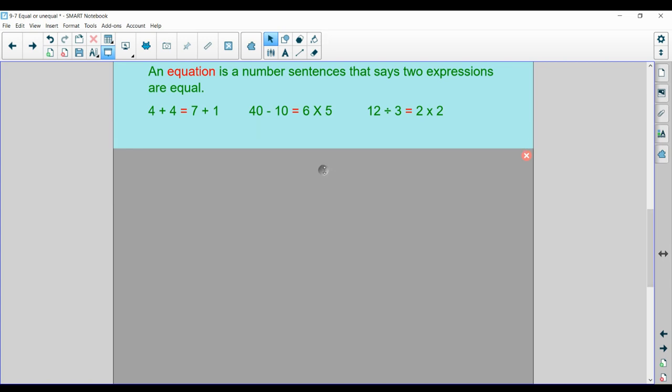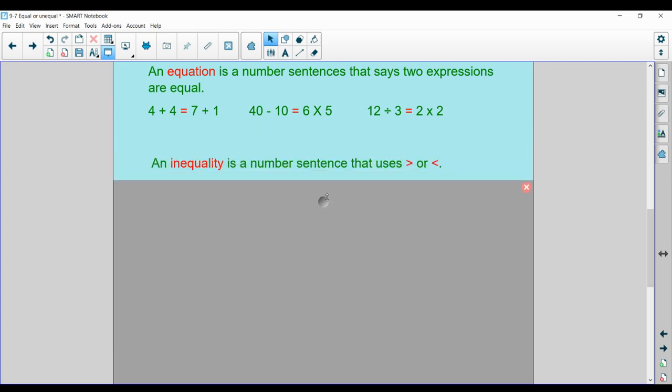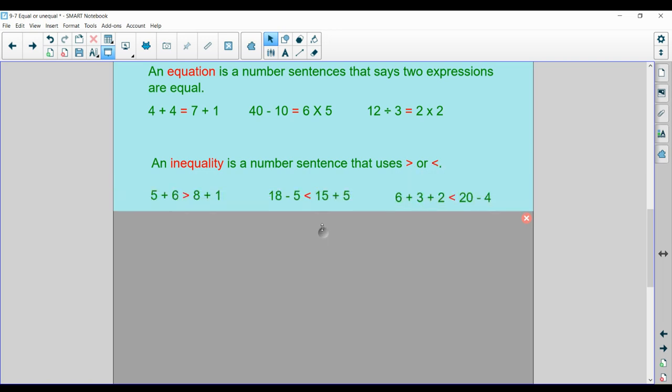Right? If you get confused, you can review this over and over again. So here's a summary. An inequality is a number sentence that uses is greater than or is less than. These two symbols, we use it as an inequality. 5 plus 6 is greater than 8 plus 1. I know 5 plus 6 is 11, 8 plus 1 is 9, so I know that's greater.